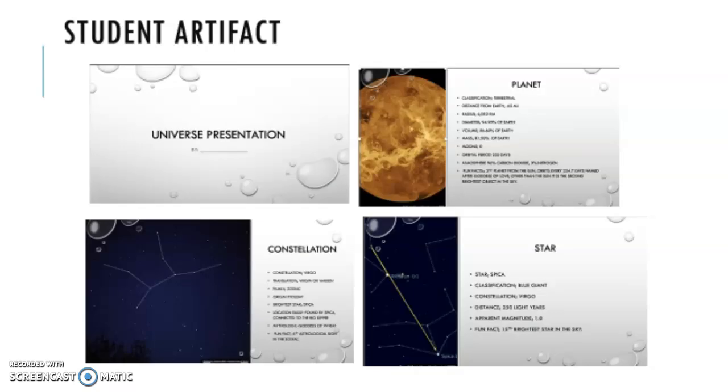Here we have a student artifact. This is for the presentation aspect that they will be completing throughout the 5-day unit. First, they will complete a presentation on planets. Then they will complete a presentation on constellations, and finally they will complete a presentation on a specific star within their constellation.